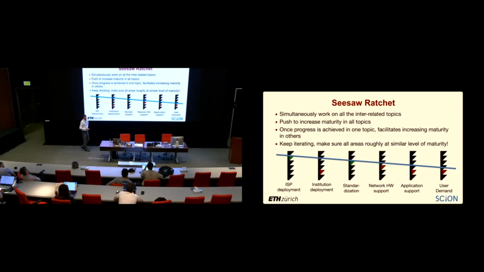So this is just a way to illustrate and provide an analogy about how you can go about trying to resolve all these different circular dependencies. And it indeed is the case when this line is higher, when you made a lot of progress at one point, it is indeed much easier then to increase user demand or enhance application support.